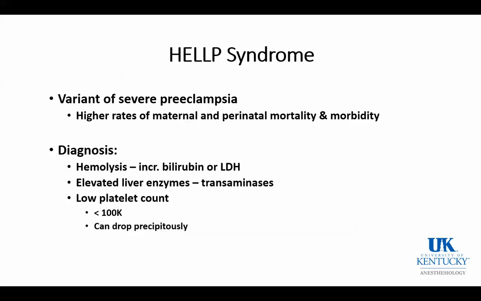The diagnosis, HELLP: HE is hemolysis, which is evidenced usually by increased bilirubin or LDH. And then you have EL, which stands for elevated liver enzymes, specifically your transaminases. And then LP stands for low platelet count, less than 100,000. And understand that in patients with HELLP syndrome, the platelet count can drop precipitously. So if you put an epidural in a patient developing HELLP syndrome, you better make sure that you check the platelet count again before you pull the epidural catheter.